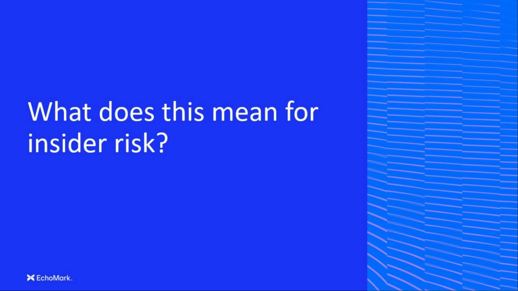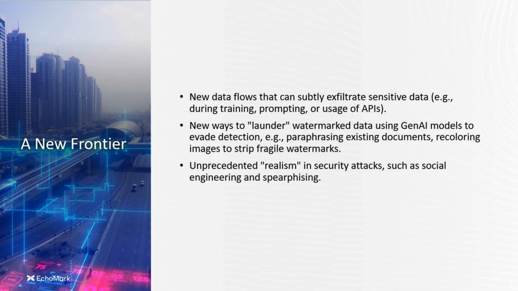All right, so what does this mean for insider risk? Essentially, we have a new frontier. There are new data flows that could subtly exfiltrate sensitive data, and so that's the data privacy and leakage that we talked about before. There's a new way to launder watermarked data using generative AI models to evade detection. So you could use generative AI to paraphrase existing documents, recolor images, and strip watermarks. This is a way to actually clean your data if you wanted to get a version of it and have it be untraced. And finally, there's unprecedented realism in security attacks.